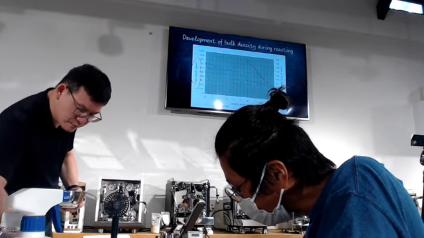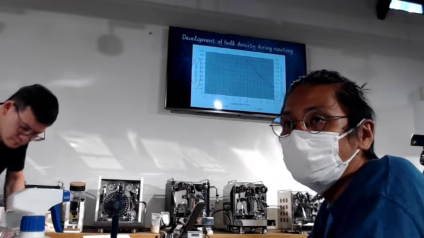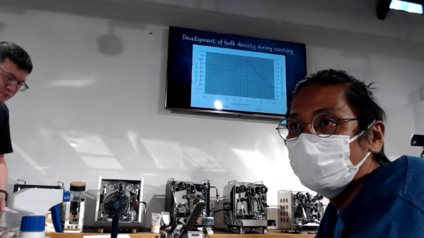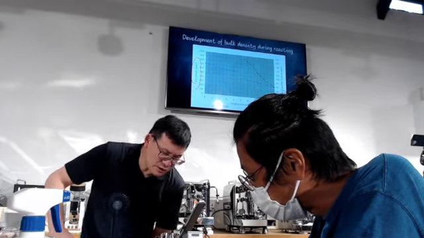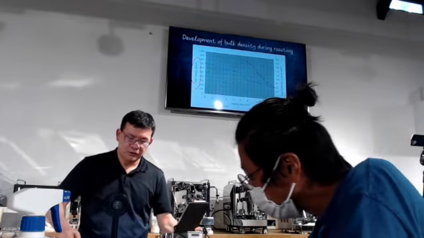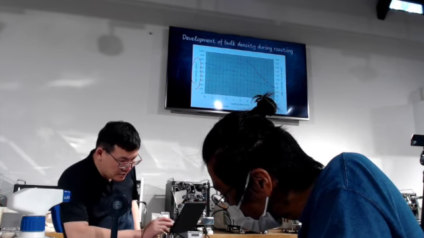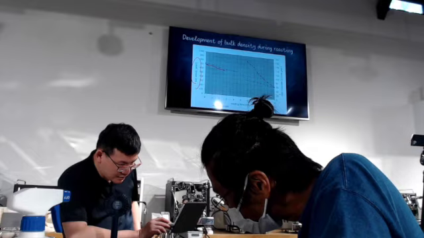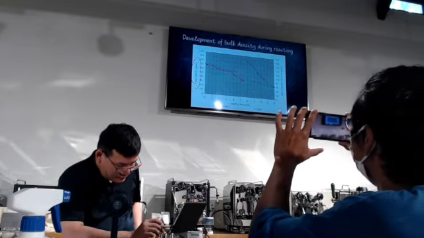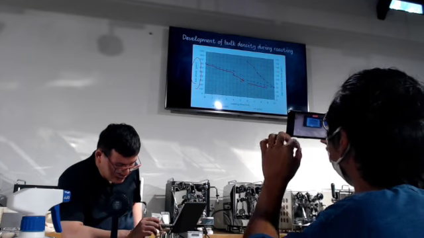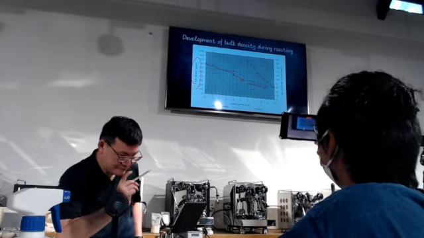Okay, and during the roasting, the density actually will go down and go down.